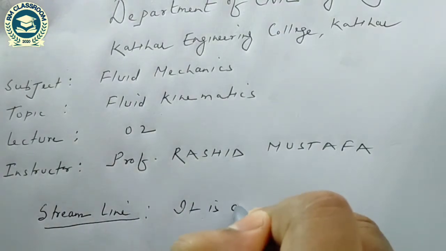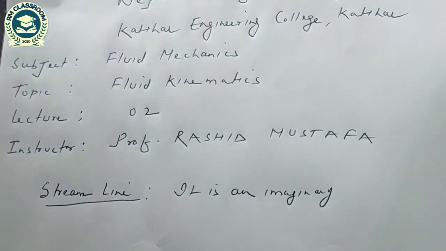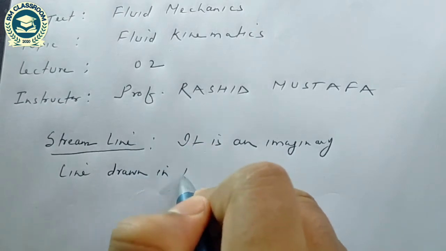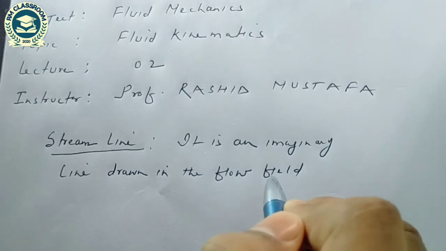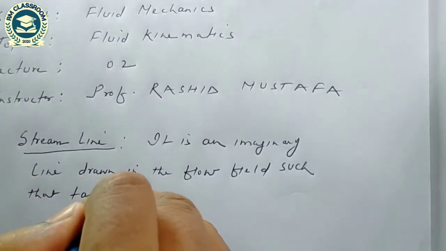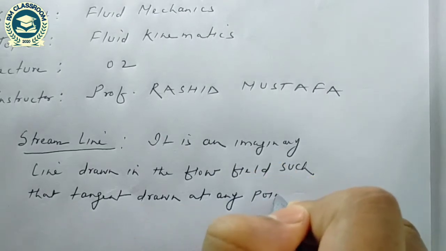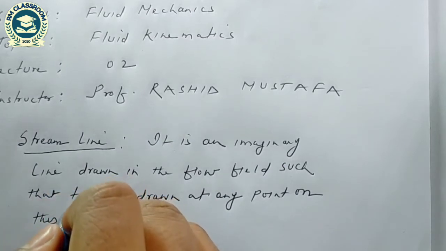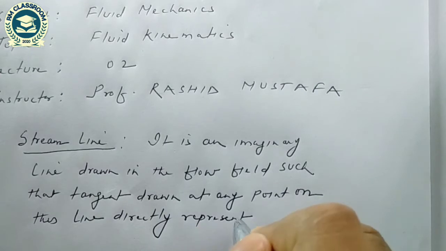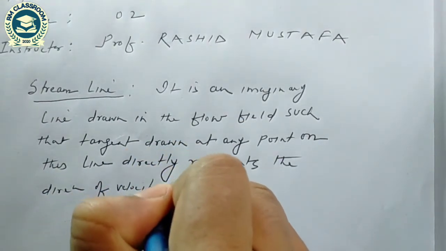So it is an imaginary line drawn in the flow field such that the tangent drawn at any point on this line directly represents the direction of the velocity vector.